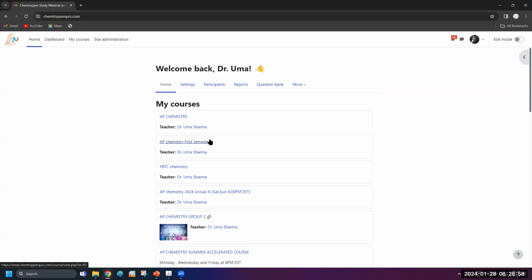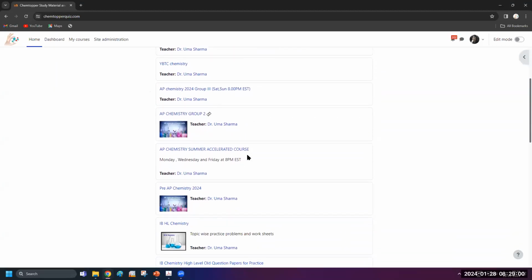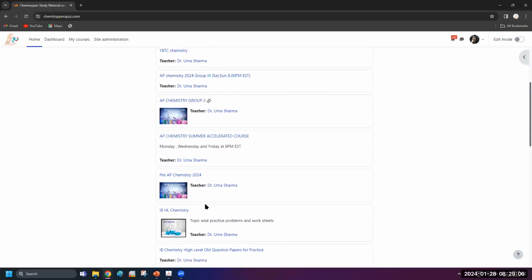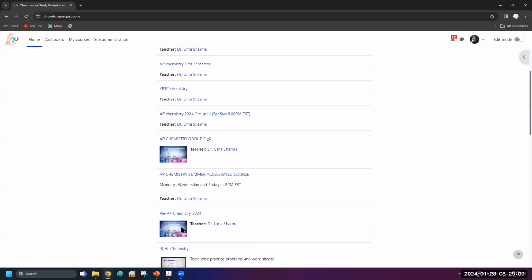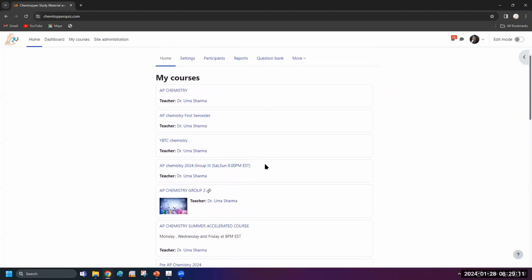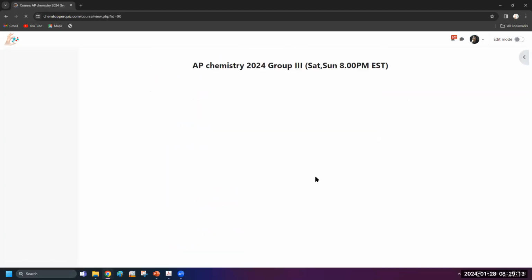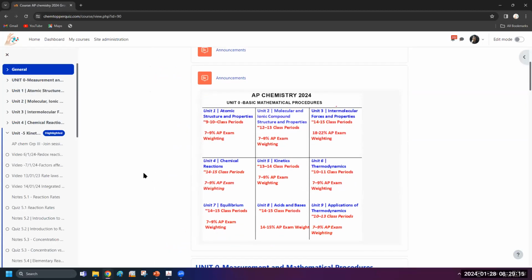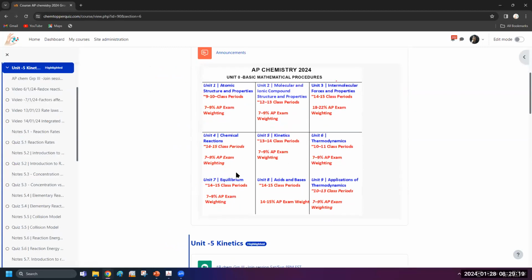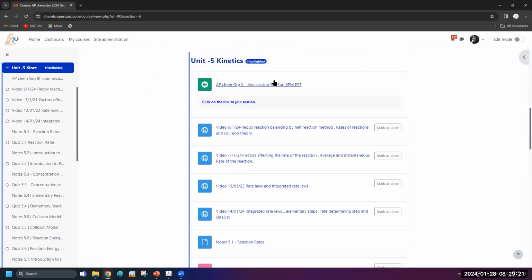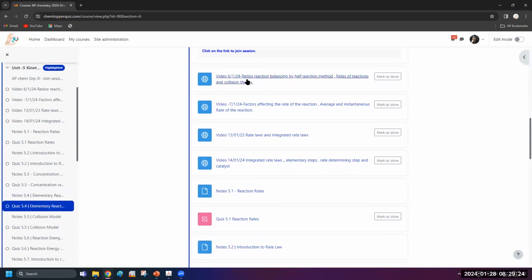Then this is your group, this one. This is for me. I have so many groups running, so you can see so many things here, but for you there is no confusion. This is there, click on it. Then, can you see this kinetics here? This is unit 5, which we were doing. I think you joined from here today. Here are the videos.